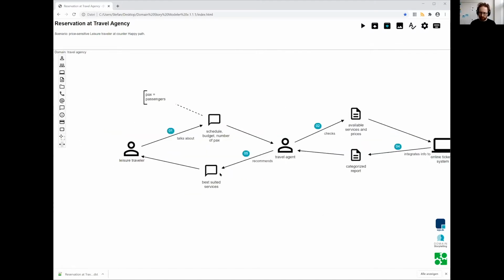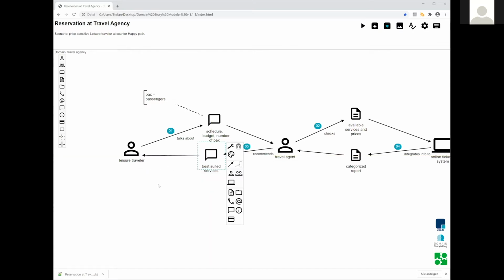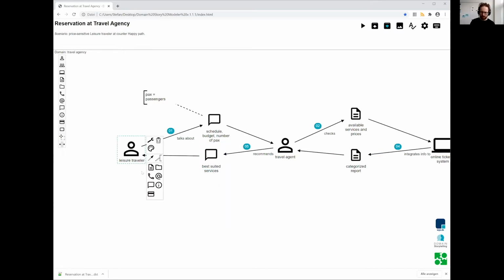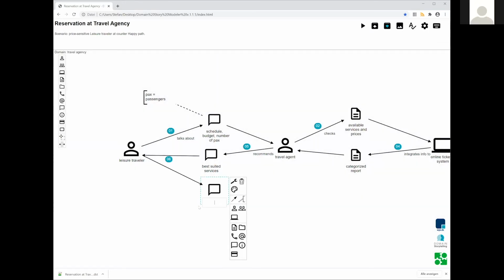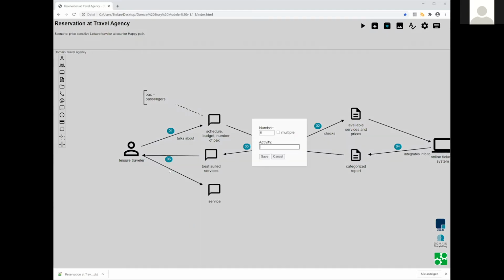Okay, then you recommend, or the travel agent recommends something to the leisure traveler, yeah? Yeah, and at this point, the traveler makes up his or her mind and selects the preferred ones. Okay, and they do that immediately, or do they take the offer home? Yeah, as you mentioned, in reality this happens sometimes, but for now, we can suppose that our traveler makes a decision at that time.